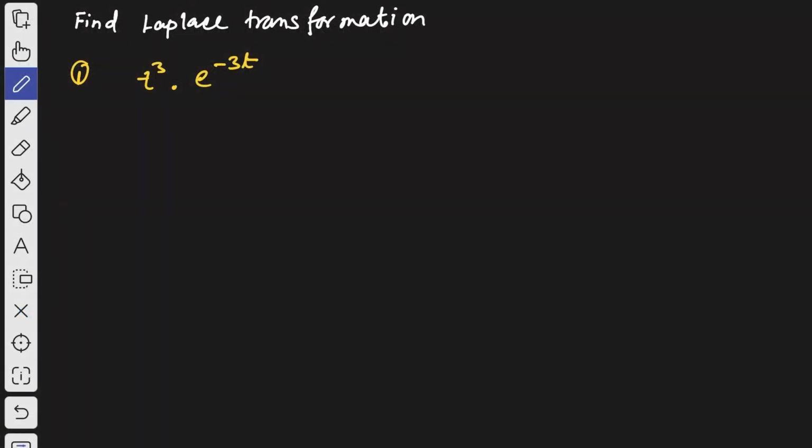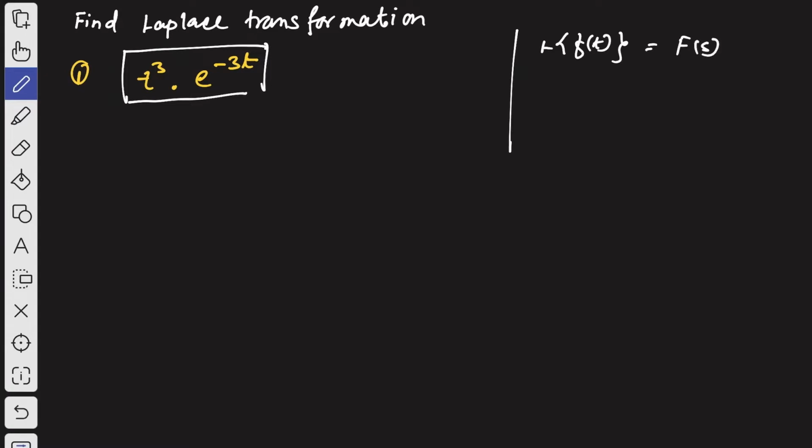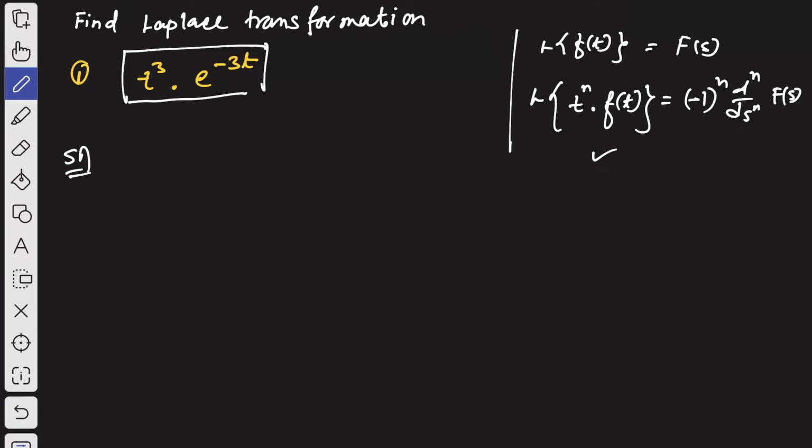So here is the first question. We need to find the Laplace transformation of this. We know that if the Laplace transformation of a function f of t is capital F of s, then the Laplace transformation of t to the power n into f of t is given by minus 1 to the power n, nth order derivative with respect to s of capital F of s. So we're going to apply this. Now let me show you how to do that.